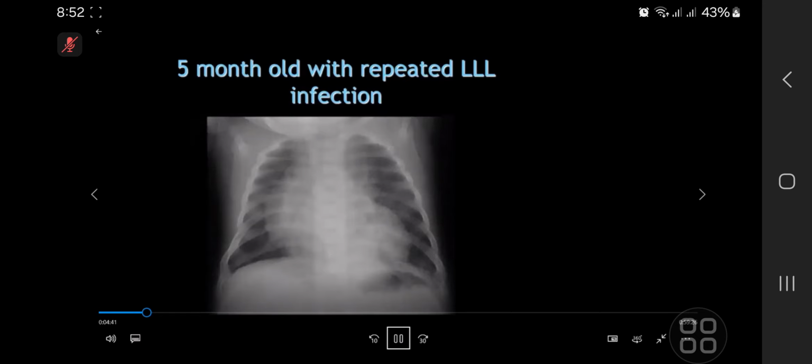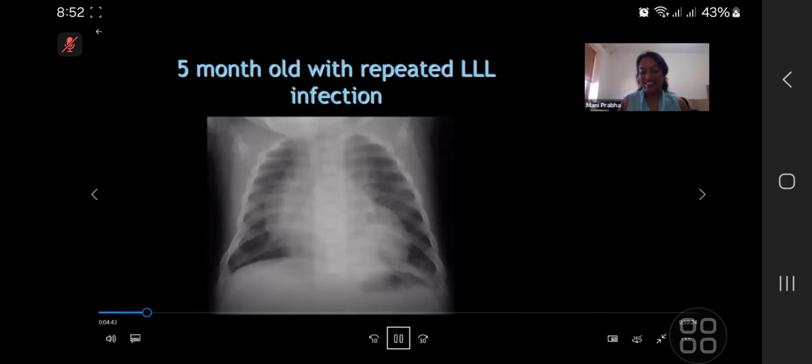Wonderful, that was fantastic. You have told all the findings, I didn't leave any questions for me. So there is a retrocardiac opacity with obscured diaphragmatic outline, and with repeated lung infection, you have to consider sequestrated lung. So what is sequestration?